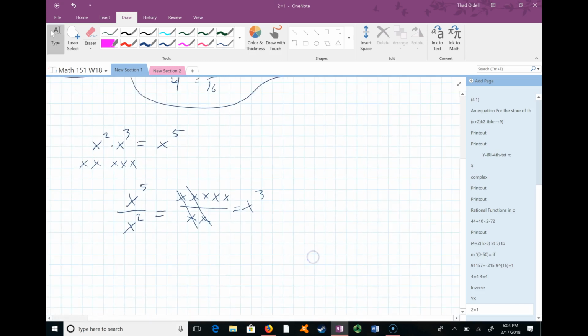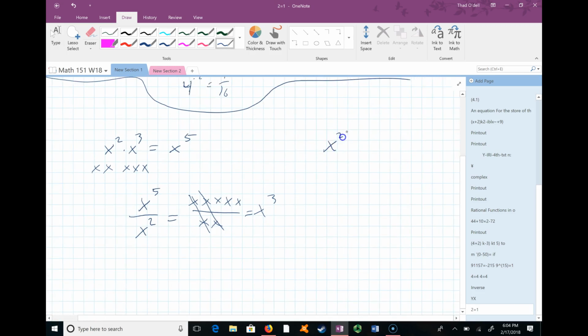And finally, if you raise a power to a power, like x squared to the 5th, this means x squared times x squared times x squared times x squared times x squared. There's 5 of them there, right? So if you add all those up, add the exponents, that would be x to the 10th. So when you're raising a power to a power, you multiply the exponents.